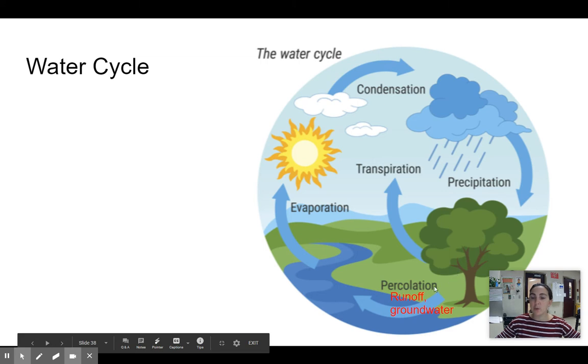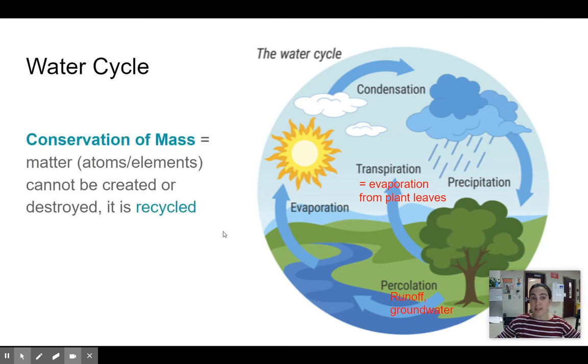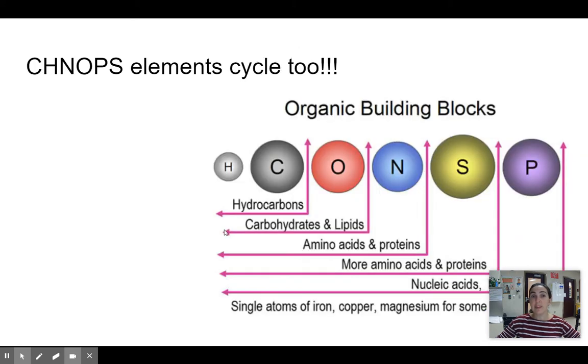A couple of the words on this diagram may not be as familiar to you. Percolation really just refers to runoff or groundwater as it goes from the land back into the water. And transpiration is the evaporation that happens out of the leaves of plants. So you can see from looking at the water cycle something that's called the conservation of mass. The water never disappears. It's just recycled and reused over and over. The same is true of all of the CHNOPS elements. All these different atoms are recycled through ecosystems.